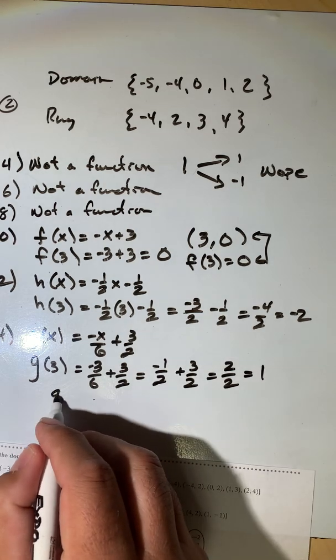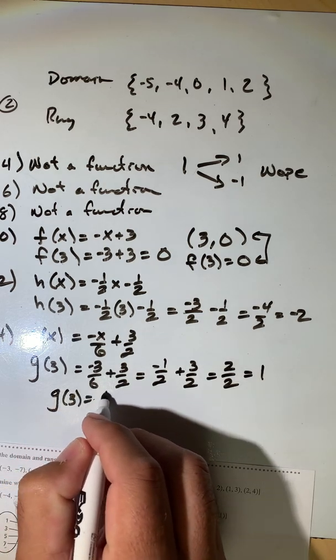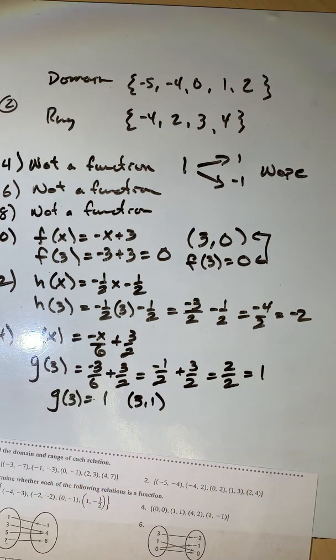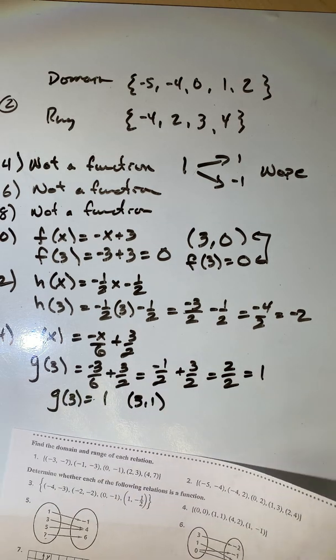So again, I could write that as g of 3 equals 1, or I could write it as the ordered pair 3, 1, either of which is fine. So number 16.